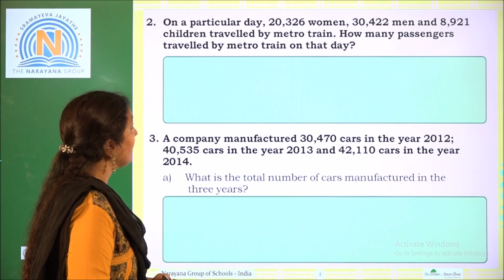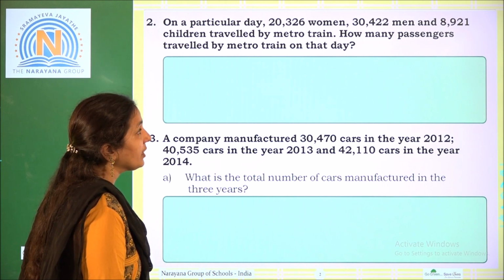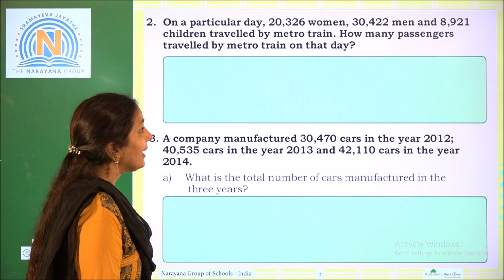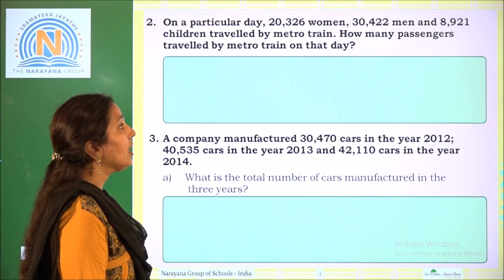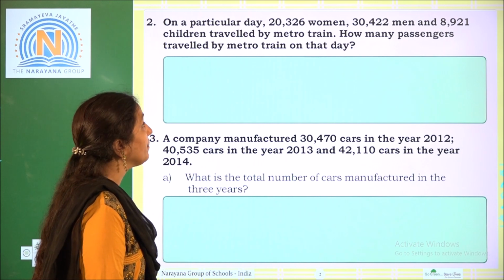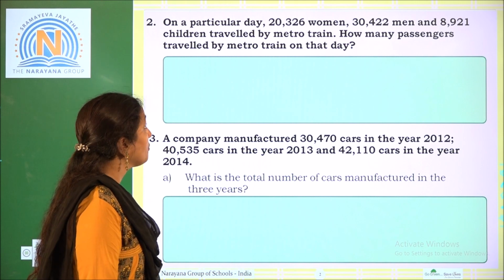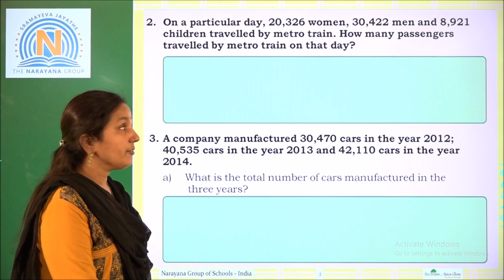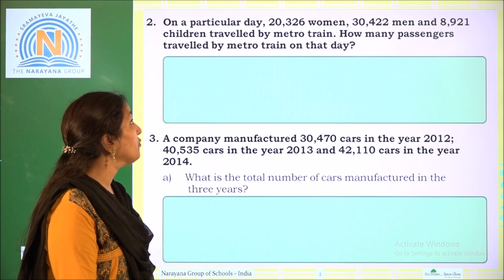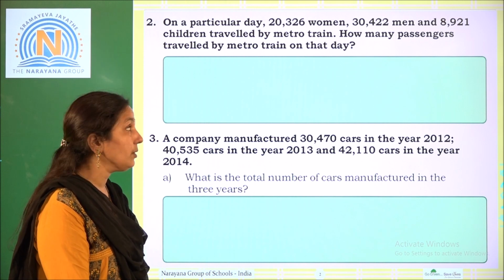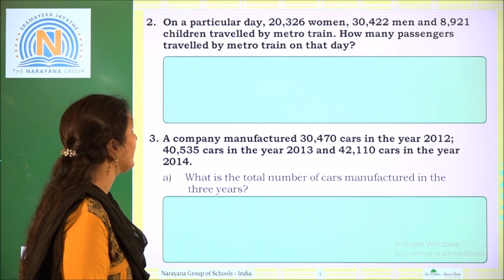On a particular day, 20,326 women, 30,422 men and 8,921 children travelled by metro train. How many passengers travelled by metro train on that day? So what do we have to do here? We have to add the number of women passengers, men passengers and children. So we add the total, and we get the total number of passengers.